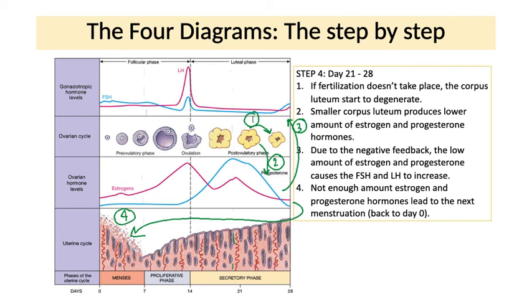Now, due to the negative feedback between the progesterone and estrogen versus the LH and FSH, the low amount of estrogen and progesterone causes the FSH and LH to increase. Okay, and because there is not enough estrogen and progesterone, the endometrium lining cannot be maintained. So the next thing that will happen is this cycle will go back to the first day, which is day zero, in which menstruation happens. The endometrium lining sloughs off.